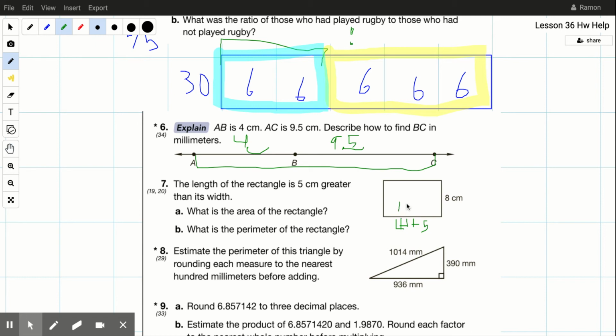So now we can find the answer to our questions. What is the area of the rectangle? Which we find by multiplying the length and the width. And to find the perimeter, we just add up the lengths of all four sides and make sure that we keep our units in mind.